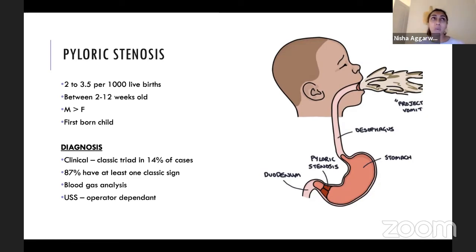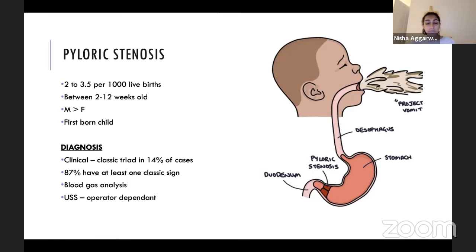Clinically, you can get a lot from the history, and 14% of cases have the classic triad. I'll go on to that in the next slide of symptoms. But about 87% of cases will have at least one classic sign. You can get a lot from the history in the sense of the projectile vomiting.